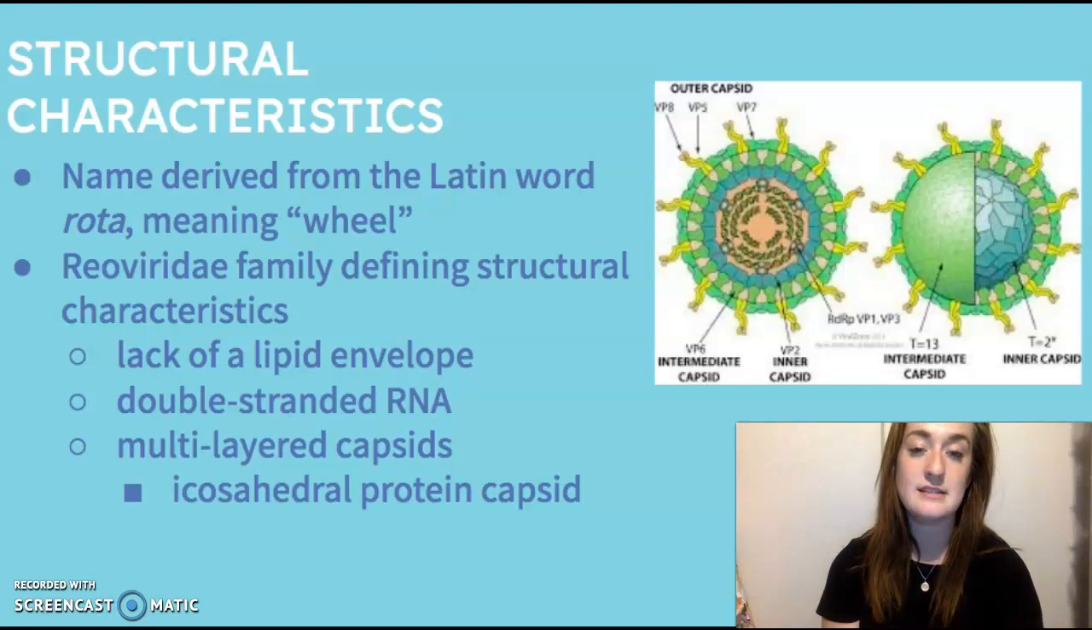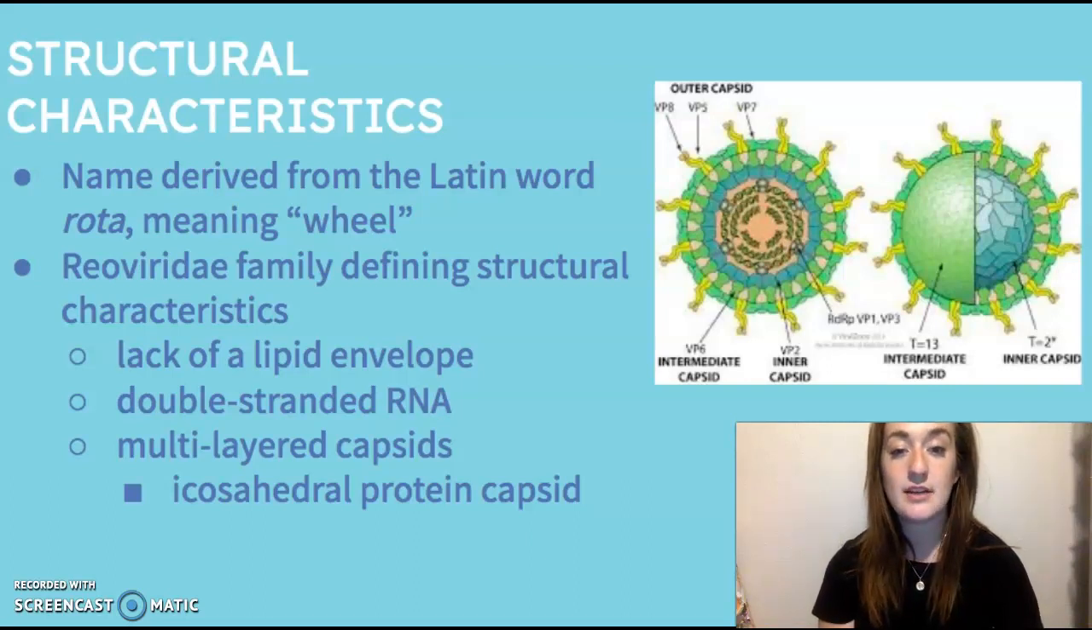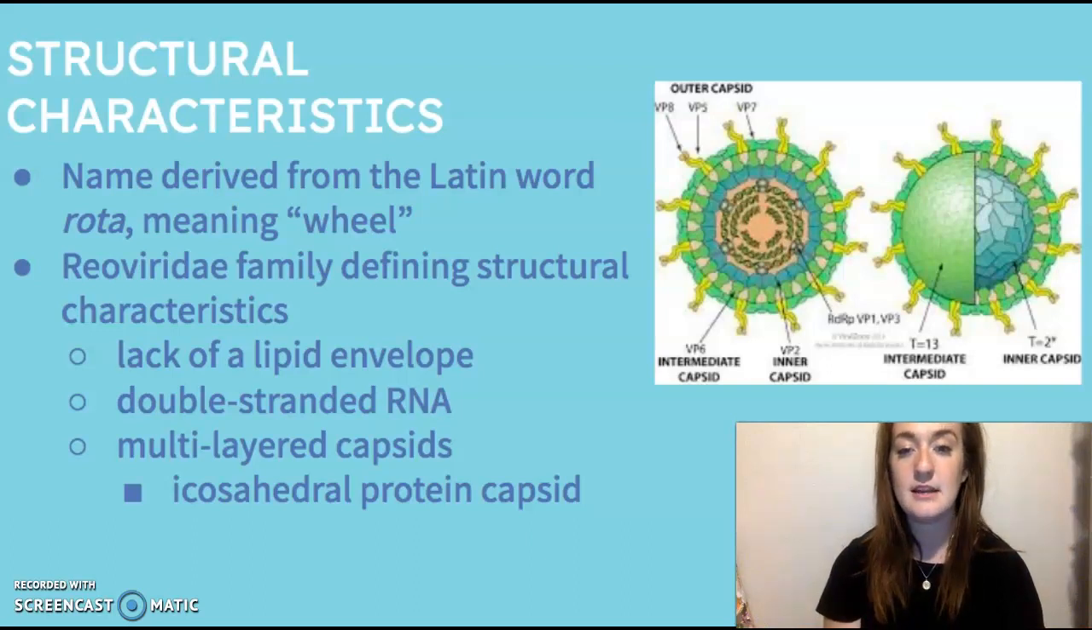The Reoviridae family is defined by several characteristics. That would be the lack of a lipid envelope, so it's a naked virus, double-stranded RNA, and multi-layer capsids, which are icosahedral in shape. So there's going to be an outer capsid, an intermediate capsid, and an inner capsid.